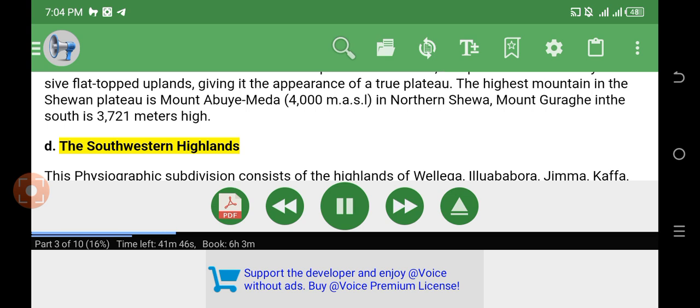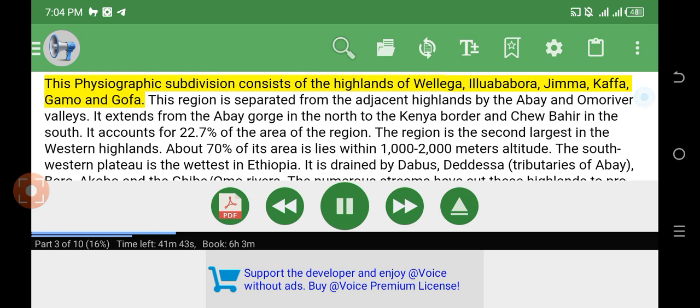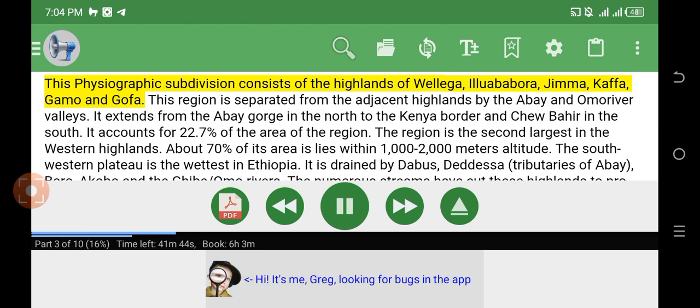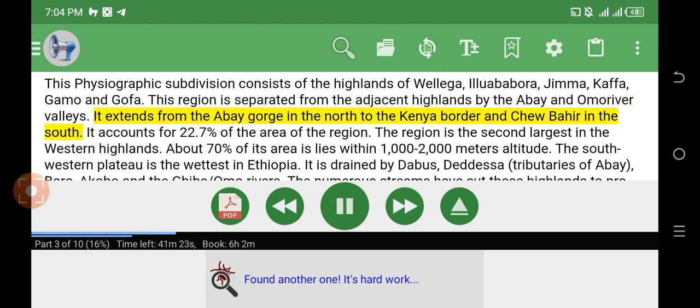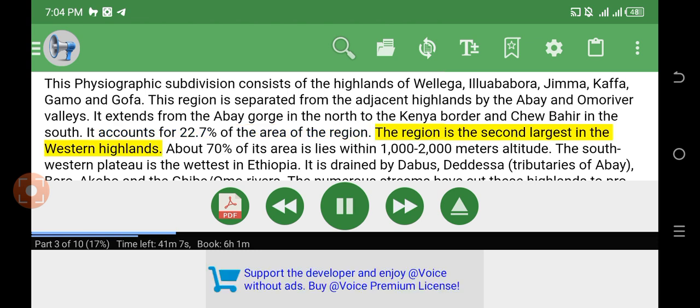This physiographic subdivision consists of the highlands of Welega, Ilyababara, Jimma, Kaffa, Gamo and Gofa. This region is separated from the adjacent highlands by the Abay and Omo river valleys. It extends from the Abay Gorge in the north to the Kenya border and Chubahir in the south. It accounts for 22.7% of the area of the region. The region is the second largest in the Western Highlands. About 70% of its area lies within 1,000–2,000 meters altitude.